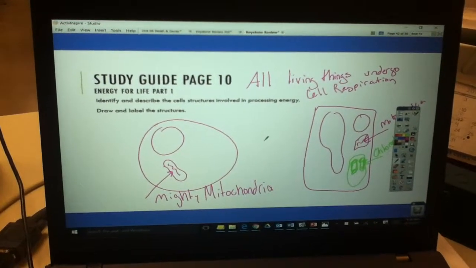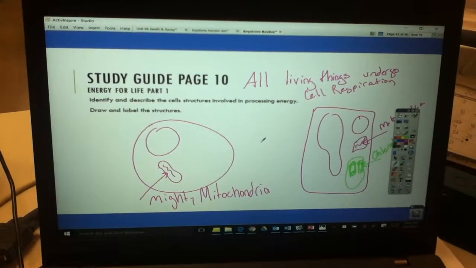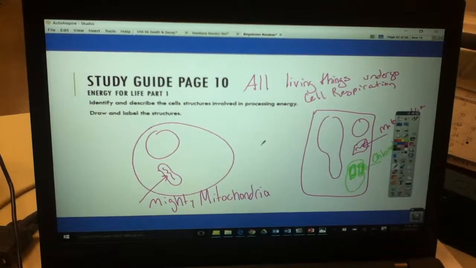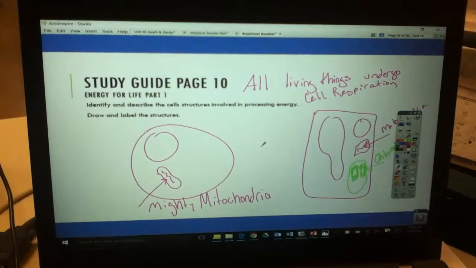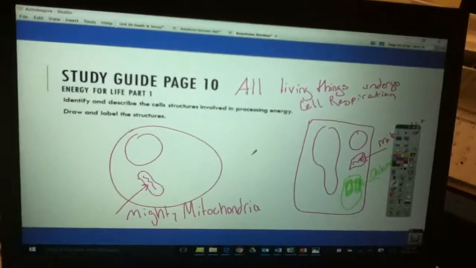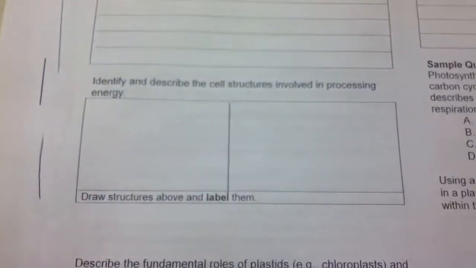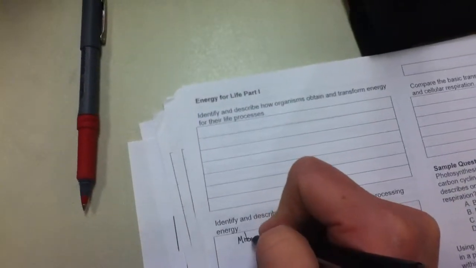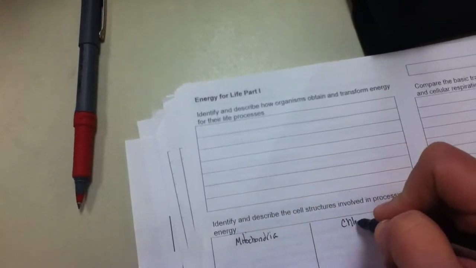Okay, so this is the second part of page 10. It says identify and describe the cell structures involved in processing energy, and then draw and label those two structures. So our main structures that we're looking for here are the mighty mitochondria and chloroplast. So cell structures involved in processing energy. You want your mitochondria and your chloroplast.